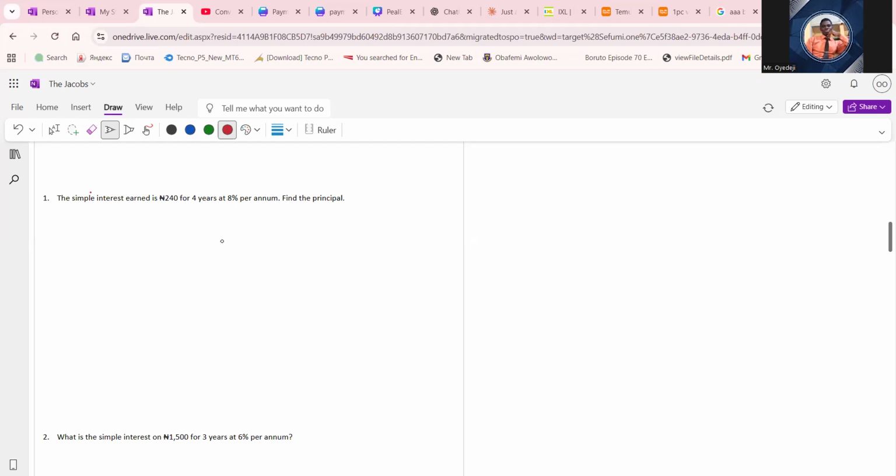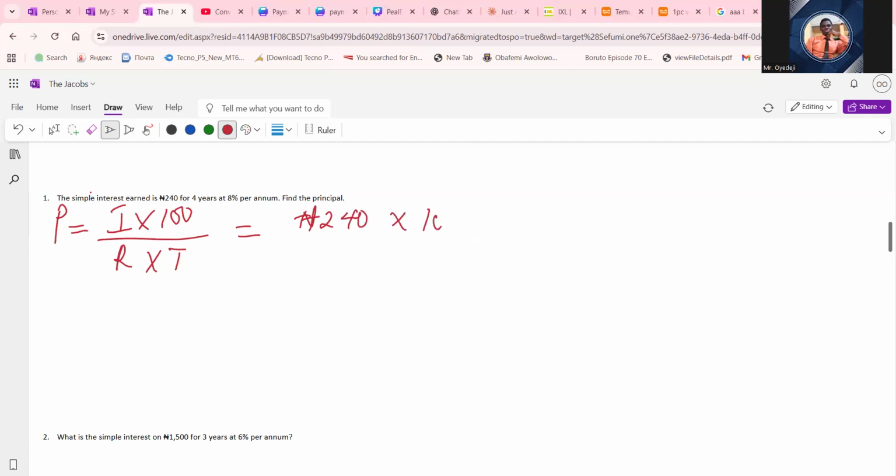The first question we're going to explore says that the simple interest earned is 240 for 4 years at 8% per annum. Find the principal. Now, the formula for principal, P, equals interest times 100 over rate times time, which equals: our interest is 240 times 100. Our rate is 8% per annum, and our time is 4 years.